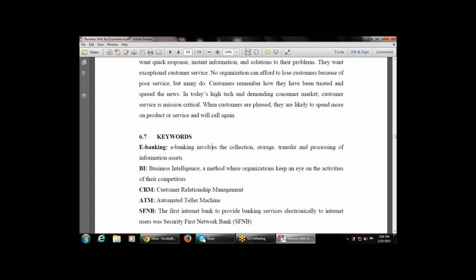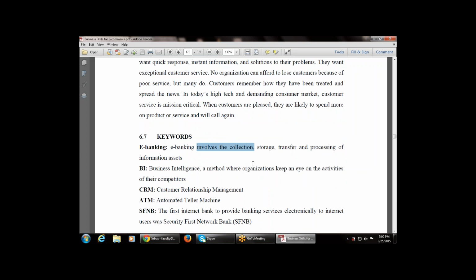Now these are the various keywords. First of all, there is e-banking, that involves the collection, storage, transfer and processing of information assets. So whenever I say e-banking, that means the transferring of funds from one account to another account, which involves the collection, storage, transfer and processing of information assets.